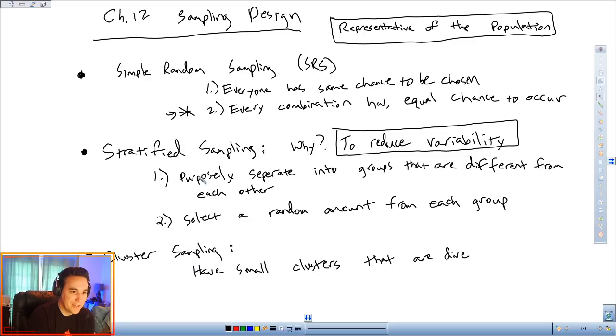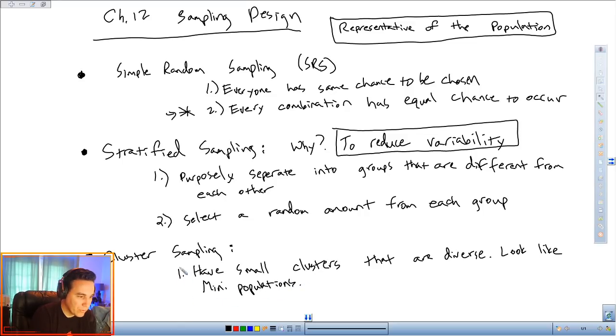So stratified sampling, right, to reduce variability, separate into groups. I'll go over it again. The whole goal of sampling is to have a representative of the population. Purposely separate into groups that are different from each other. Select a random amount from each group. That's your stratified cluster. You have small clusters that are diverse. They look like mini populations. Remember, mini-me, mini populations.